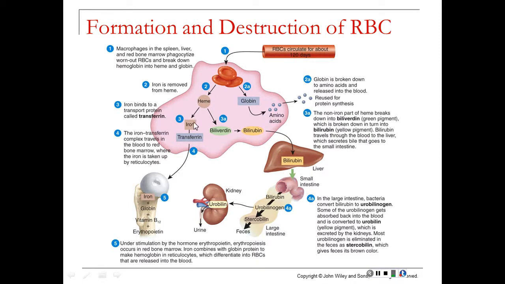So you have the heme breaking down to the iron and the non-iron part, and the globin breaking down to the amino acids, which are reused. The non-iron part of the heme is turned into bilirubin, turned into bile, and secreted in the feces. The iron component is transported by transferrin, which goes to the red bone marrow to be used with erythropoiesis.